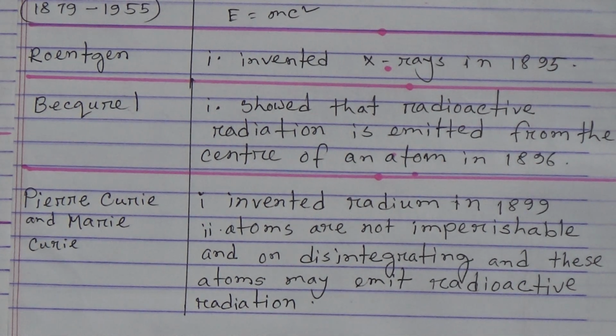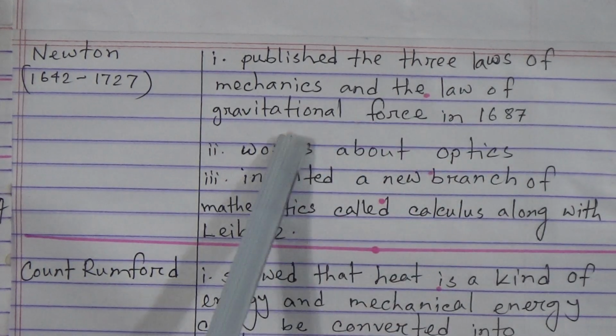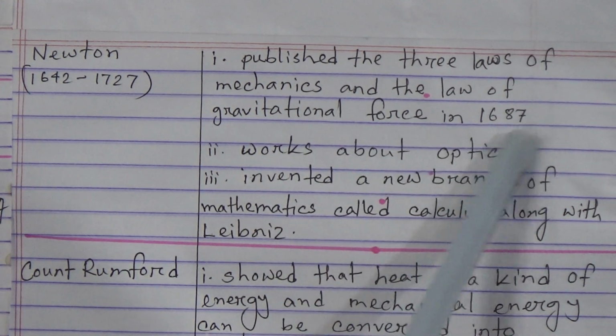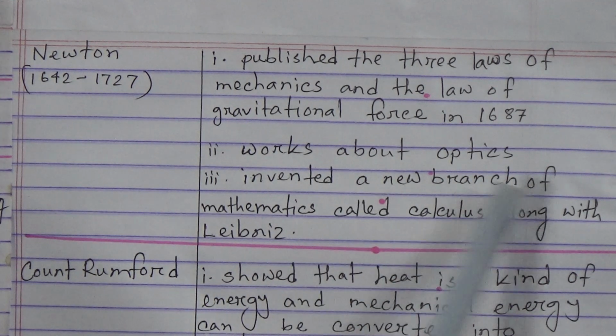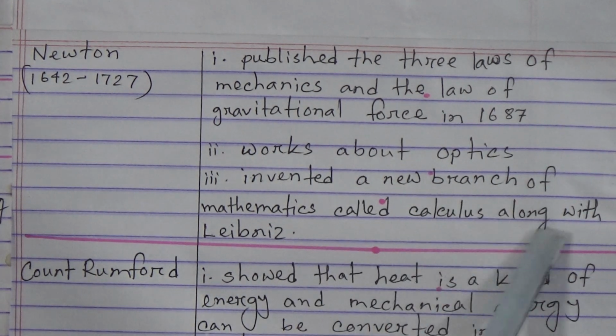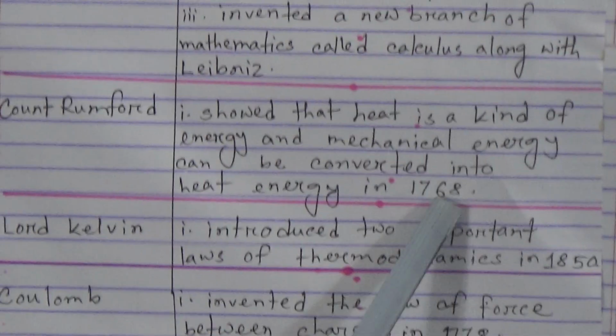Now come to scientist Newton. Newton published the 3 laws of mechanics and the law of gravitational force in 1687. He worked on optics, and he invented a new branch of mathematics called calculus along with Leibniz. Now come to Count Rumford. Count Rumford showed that heat is a kind of energy, and mechanical energy can be converted into heat energy, in 1768.